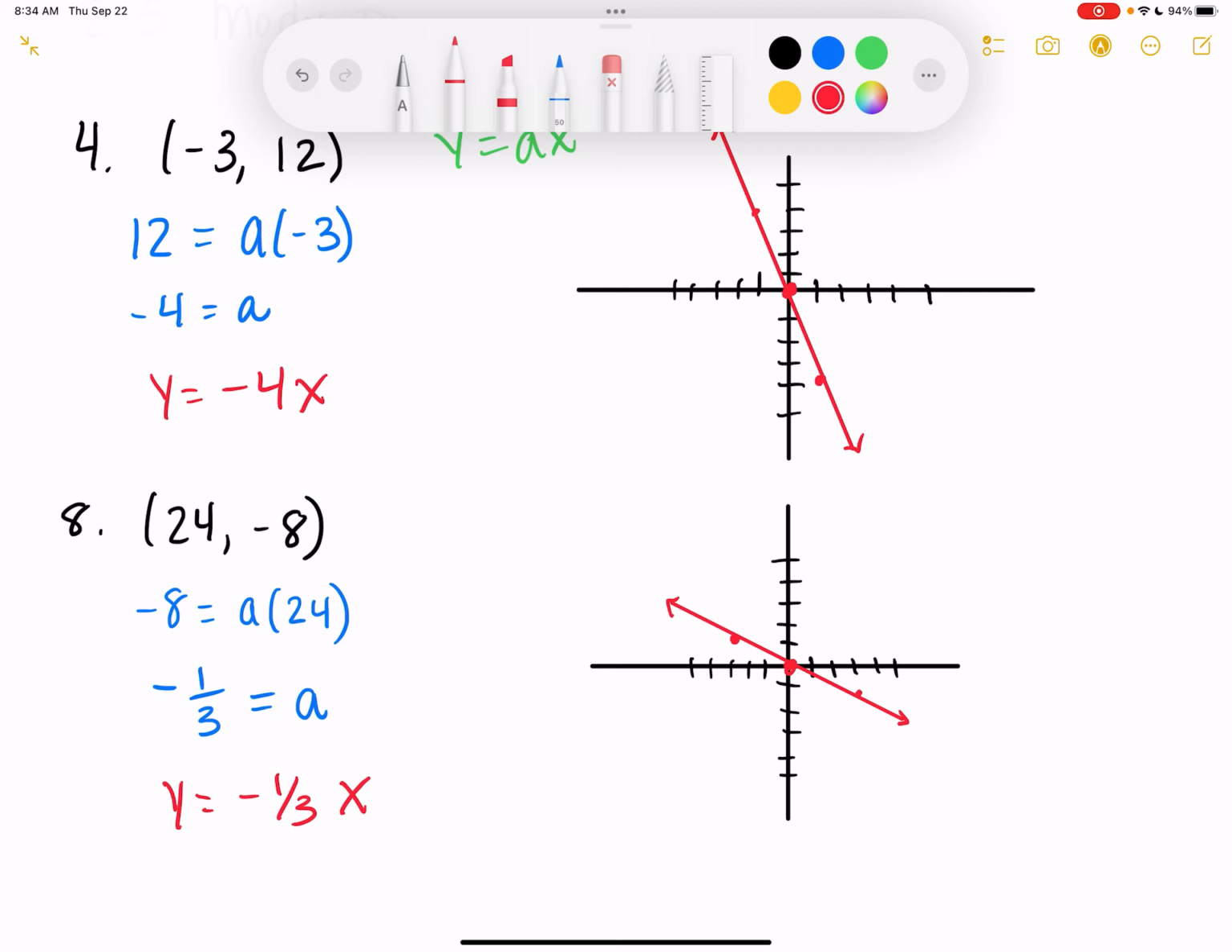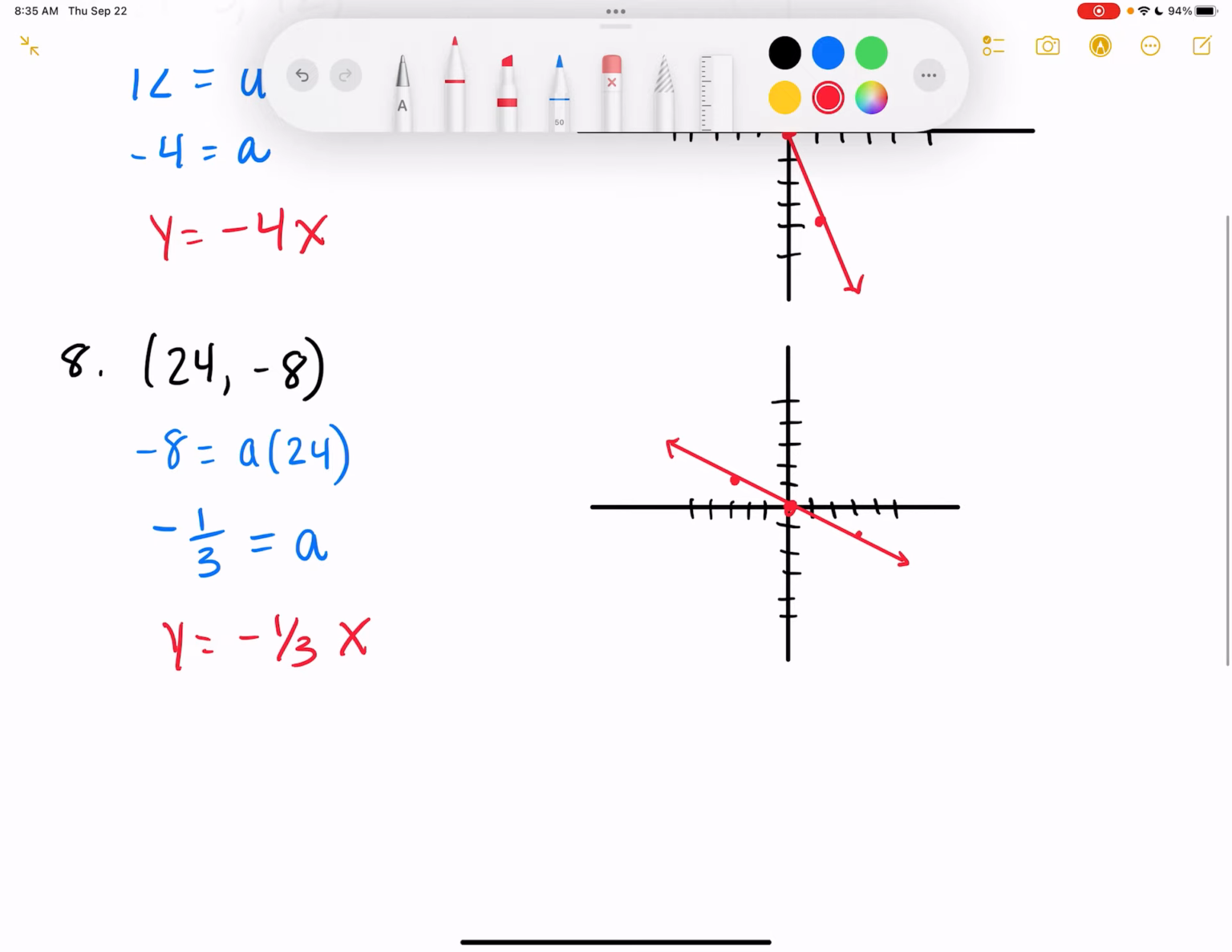So then the next ones say that the variables x and y vary directly. Write an equation that relates x and y, and then find y when x equals 12. So we're going to start out the same way, and then we're going to plug in 12 for x and solve for y. So number 12, we are given x equals -3 and y equals -5.